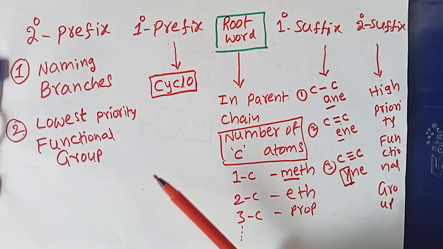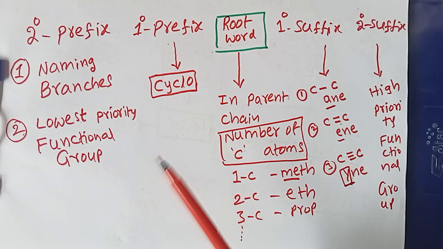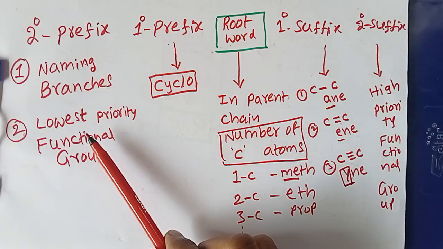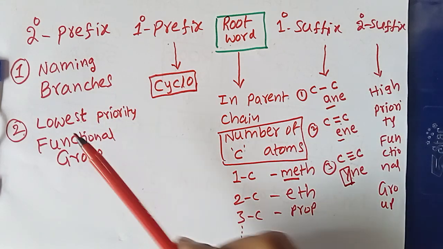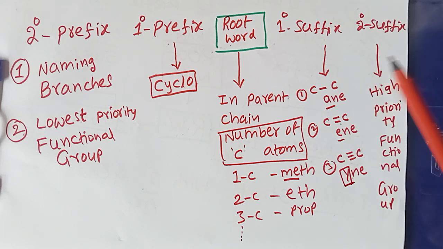Now the priority order we discuss, with examples also. What is the branch meaning? What is the lowest priority functional group? We discussed in IUPAC class 2.